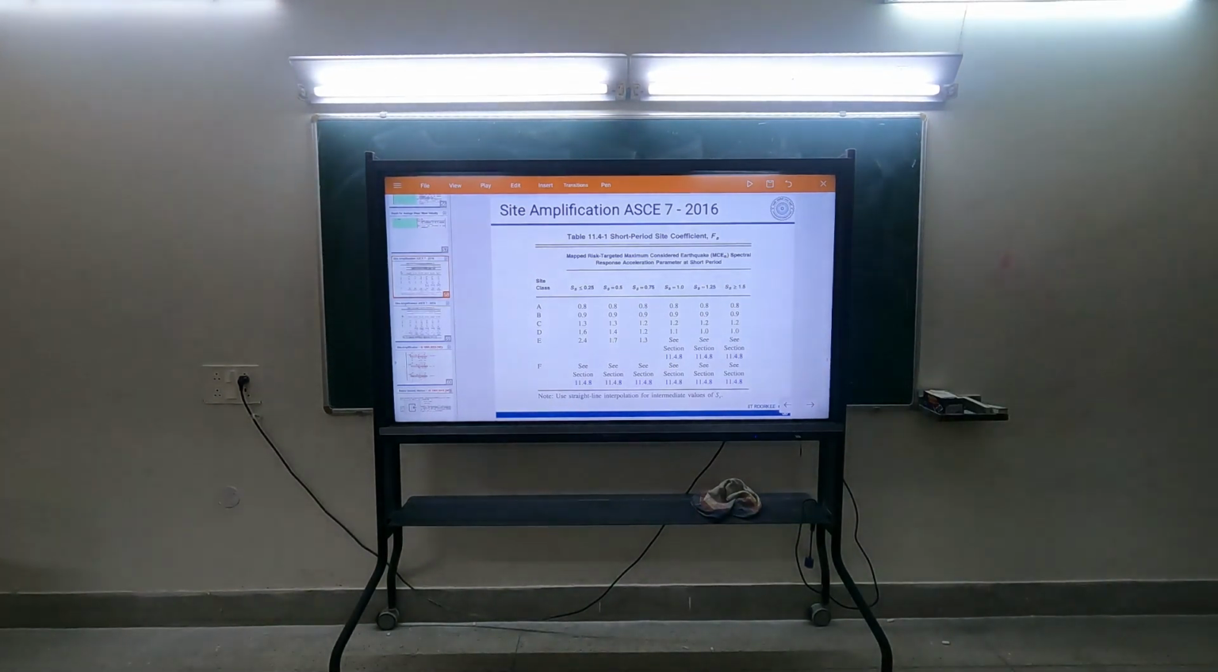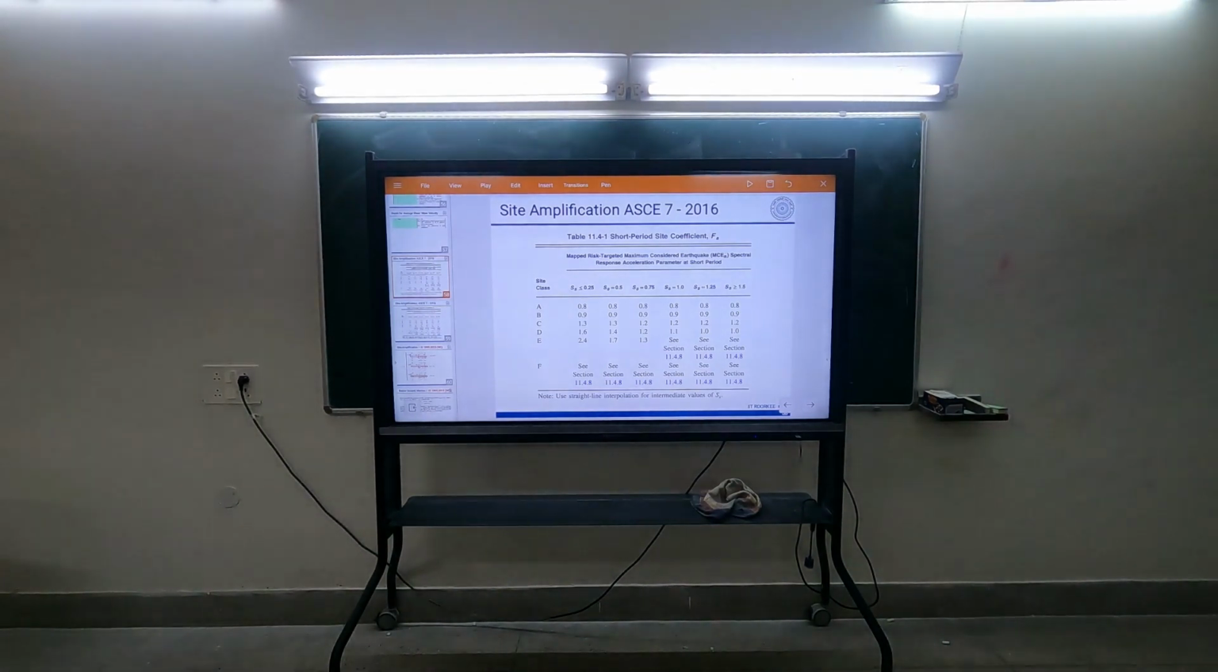Why is it reducing with intensity? I told you that soil has two characteristics. It is causing dissipation of energy, damping. How much damping the soil will cause depends upon how big the hysteresis loop is, or how much nonlinearity or inelastic deformation in the soil is occurring. Higher intensity means higher nonlinearity in the soil, more energy dissipation. And then due to the reduction in the velocity, there is amplification. So both amplification and attenuation, dissipation, occur within soil.